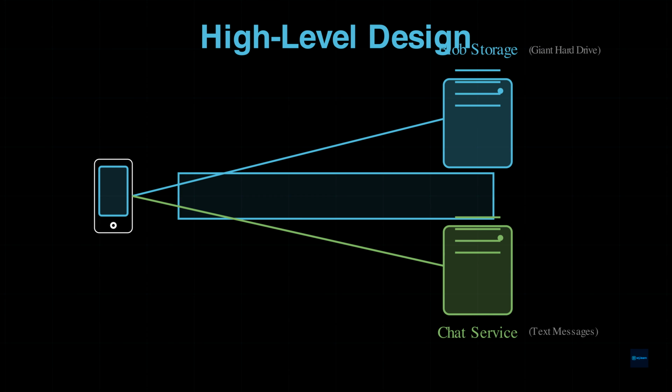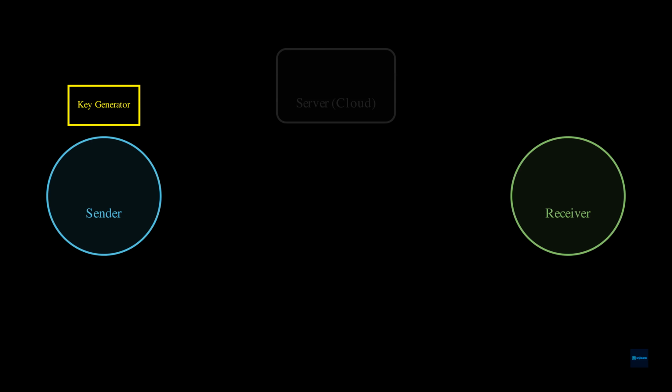When you send a photo, you aren't sending the file to your friend. You are uploading the file to the hard drive, getting a unique link, and then texting that link to your friend. But wait, if the server has the file, can't the server see the photo? Let's fix that. This is the secret sauce, hybrid encryption.